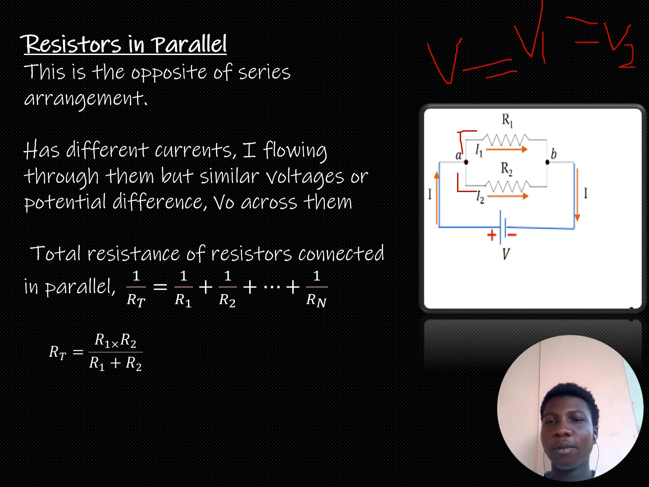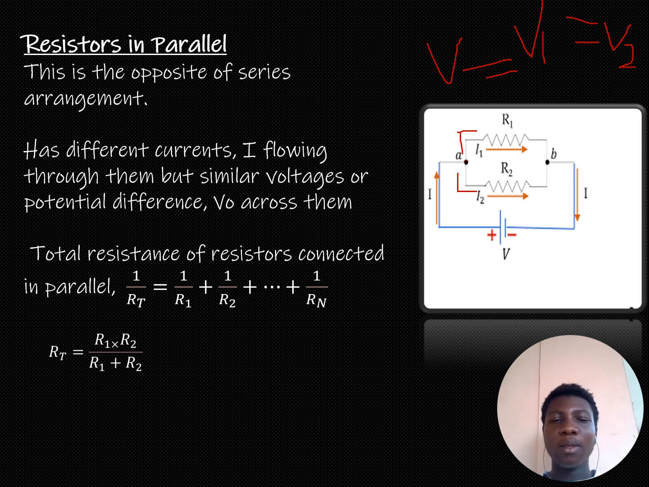Don't mind my handwriting. So V is equal to V1 and it's also equal to V2. So keep this in mind. In case you are being asked to find the total resistance in an electric circuit, the formula to use is 1 over RT equals 1 over R1 plus 1 over R2.